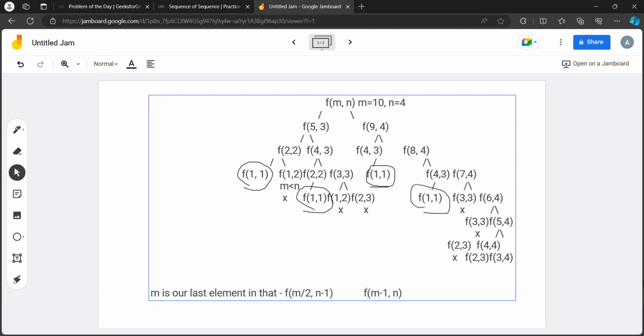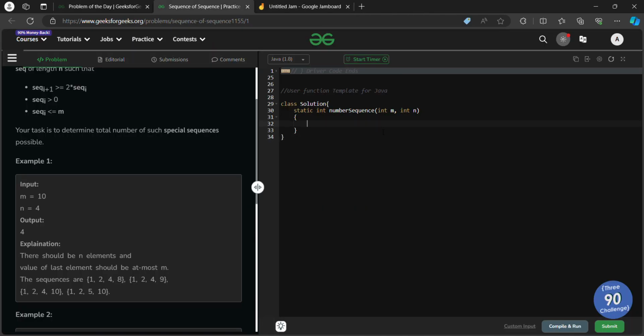And total possible outcomes will be summation of both, okay. And our base case is that if m is less than n, in that case we need to return 0, okay. And if we have size is 0, then in that case we have only one outcome. Now try to implement this problem.